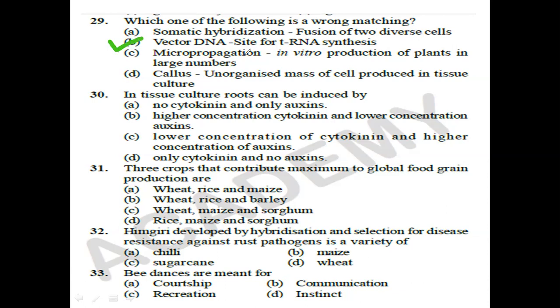In tissue culture, roots can be induced by: no cytokinin, only auxin; higher concentration of cytokinin, low concentration of auxin; lower concentration of cytokinin, higher concentration of auxin; only cytokinin, no auxin. In case of root development, a higher concentration of auxin is required. If cytokinin is produced in larger quantity, it is going to carry out the mitosis process at a larger level.